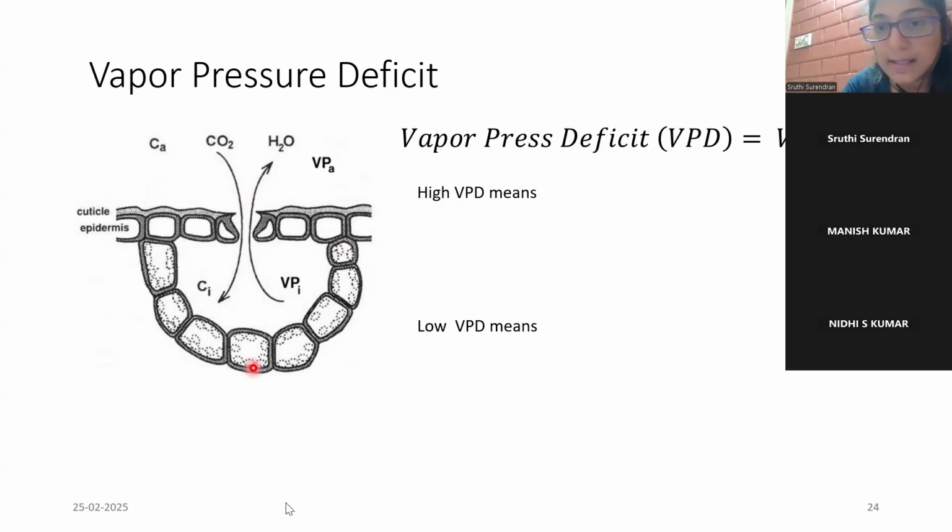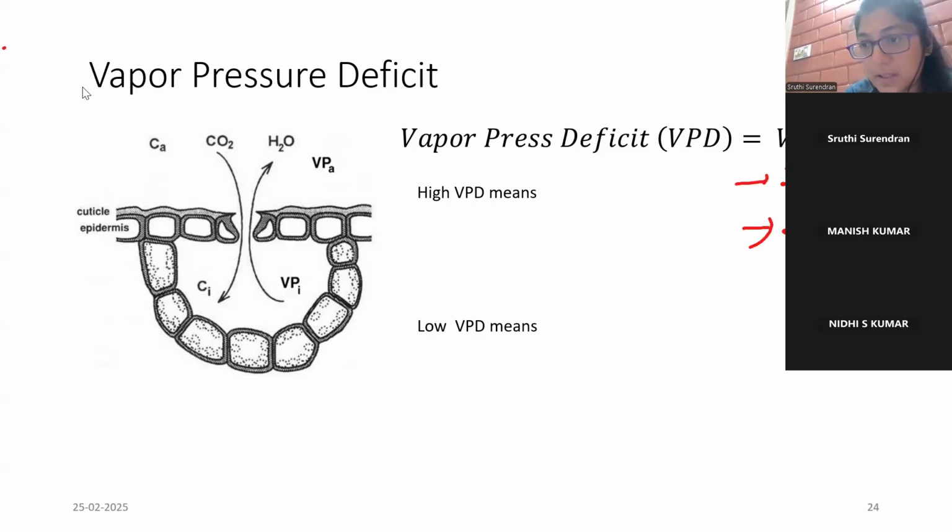So when we say that VPD is high, we say it because this value is going to be high. Say the saturated vapor pressure is 25 and this is 15, and say the saturated vapor pressure is 25 and the actual vapor pressure is 10. So 25 minus 15 is equal to 10, and 25 minus 10 is equal to 15. So we say this is the higher vapor pressure deficit than this one.